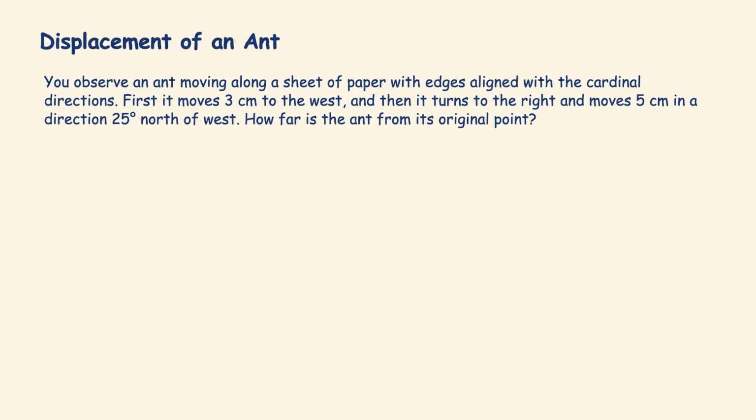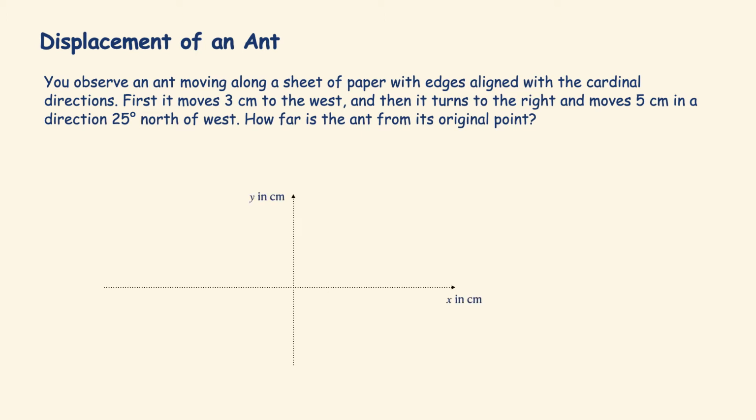For the first example on how to add vectors in a physical setting, let's consider an ant moving along a sheet of paper with the edges of the sheet of paper already aligned with the cardinal directions. So first the ant moves 3 centimeters to the west, and then it turns to the right and moves another 5 centimeters in a direction 25 degrees north of west. The question here will be, how far is the ant from its original point?